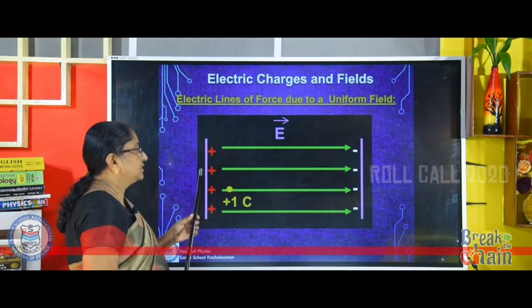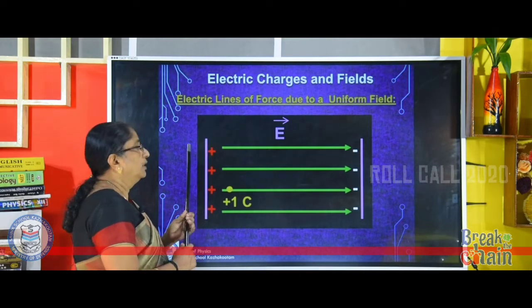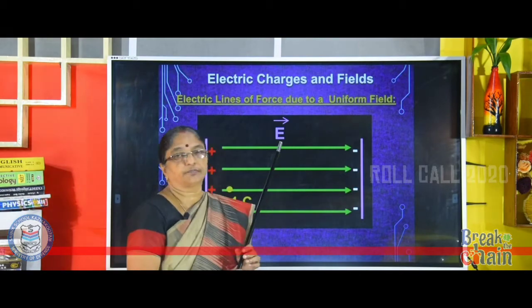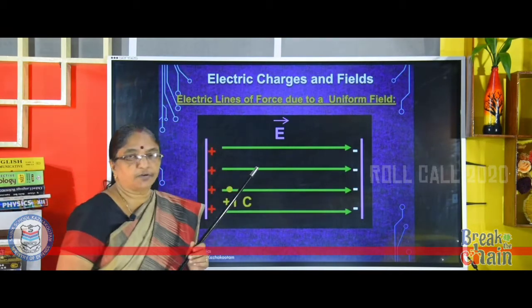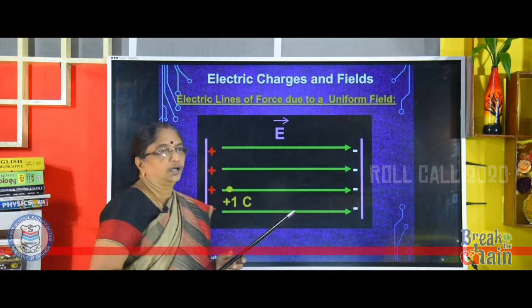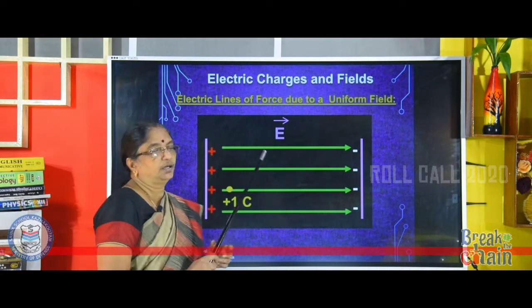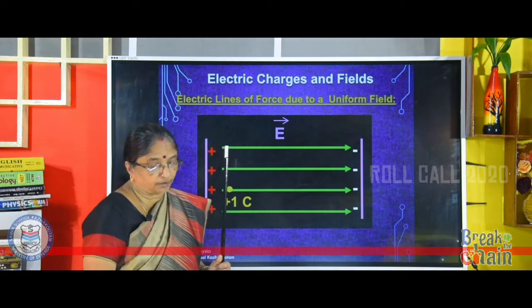And see, as already shown to you, two plates, a positively charged plate and a negatively charged plate, and this is the two-dimensional figure. And see the lines which are equidistant and parallel; this shows that the field is a uniform electric field.